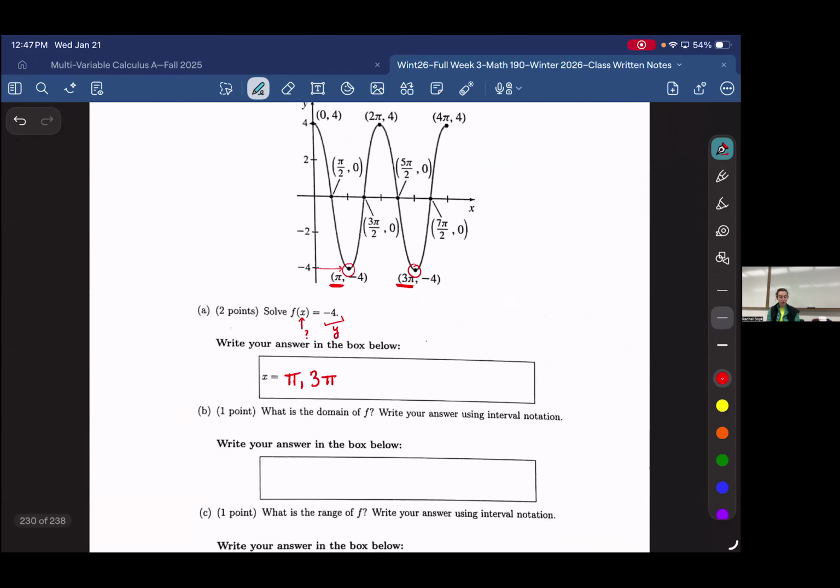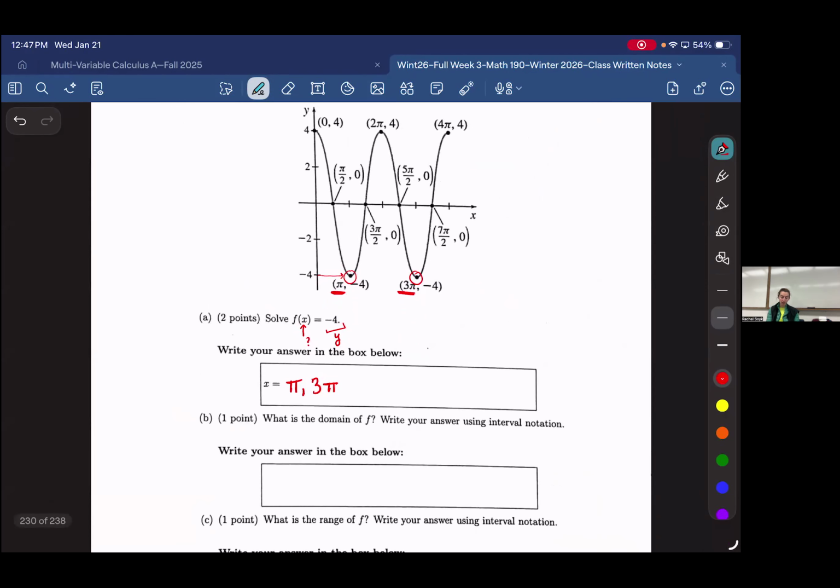Part B is asking for the domain of this function. So domain, all of our possible x values. So we look at our x-axis and we ask ourselves, what is the smallest x value possible? And what is the largest x value possible? And we're including those 2 points, so we're going to have hard brackets at 0, 4 pi. And that's it.